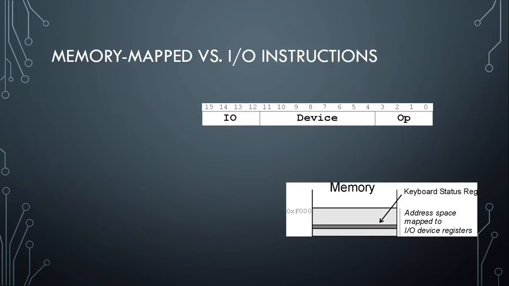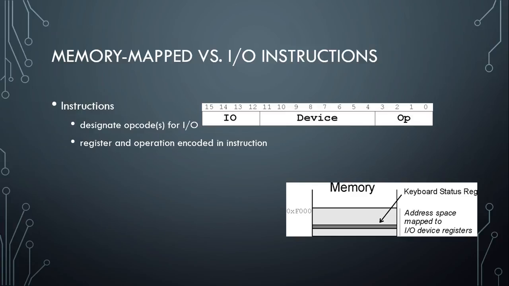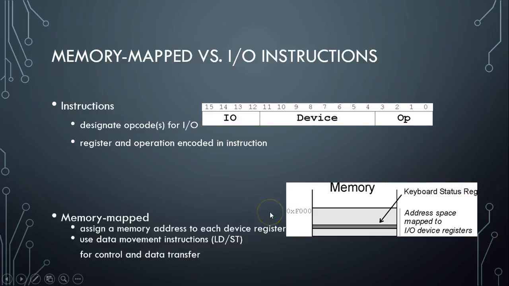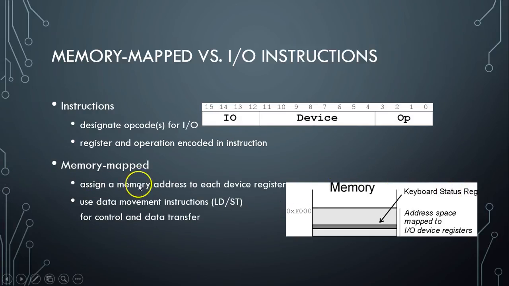Let's look at a little bit of that memory map versus I/O instructions. In the I/O instruction case, the instructions designate opcodes for input/output, and the register and operation are then encoded in the instruction. That's what we're looking at here. You can see here's the opcode for I/O, then we have the device, and then the operation itself right here. When we look at memory mapped, we assign a memory address to each device register. So in memory, you're actually assigning that. Then you use data move instructions, LD or SD, so load or store, for the control of information and also for data transfer.